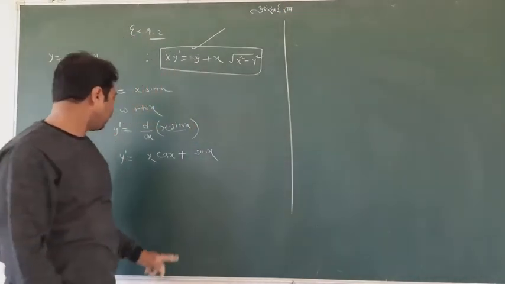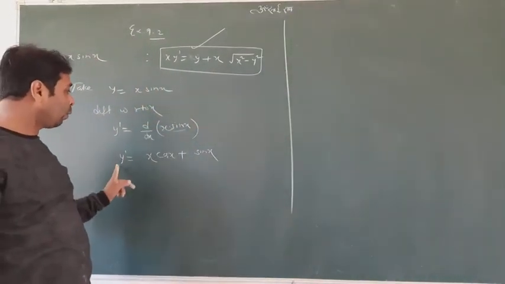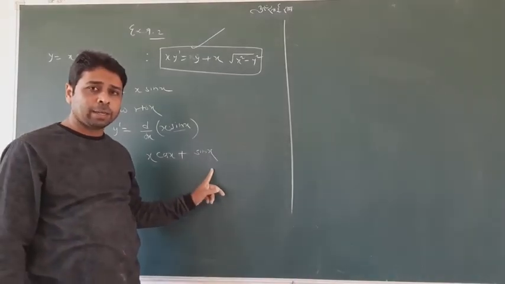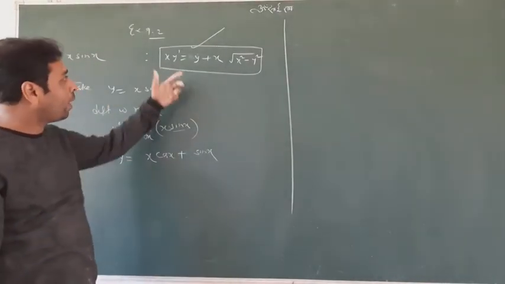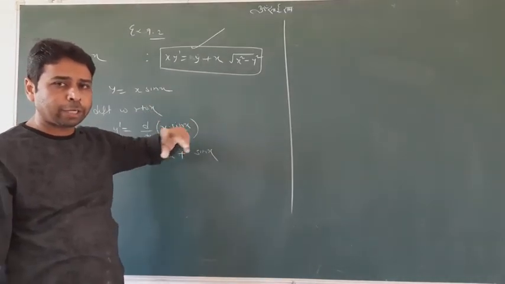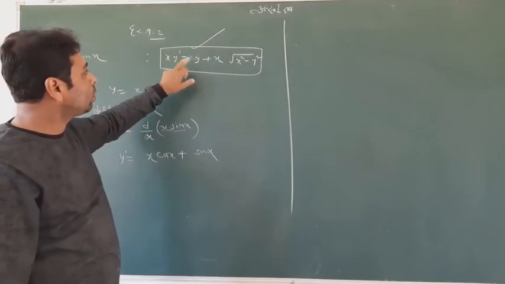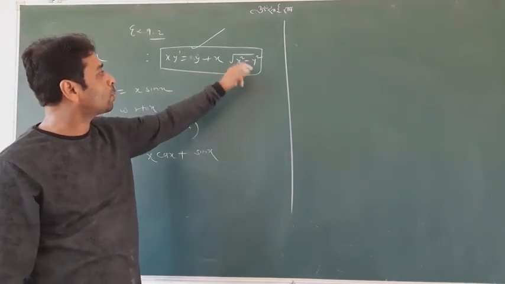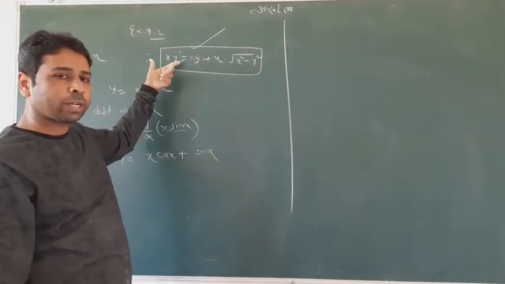Let me say one thing. I am getting y dash equal to x cos x plus sin x, and then I am feeling it is tough to find my answer. So I can take the side. Let me say something. X y dash equal to y plus x square minus y square. I am taking the right hand side. I want to take the left hand side.